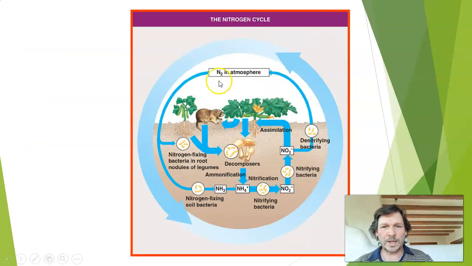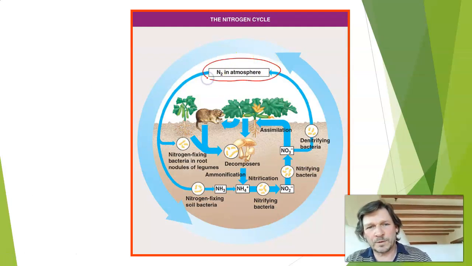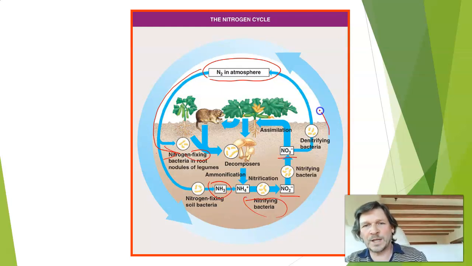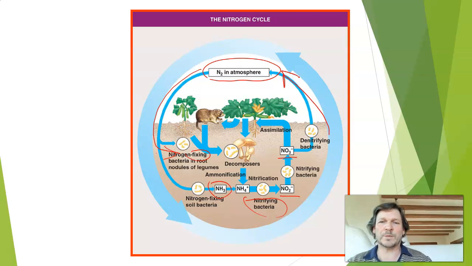And so if we look at our nitrogen cycle, right, here's nitrogen in the atmosphere. Then the ones that are fixing it are taking the nitrogen in and converting it to ammonia. Then your nitrifying bacteria are the ones that would convert the ammonia to nitrites and nitrates. And your denitrifying bacteria are the ones that are putting it back into the atmosphere.